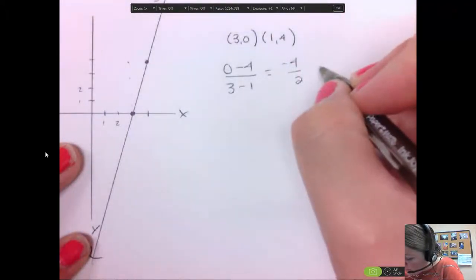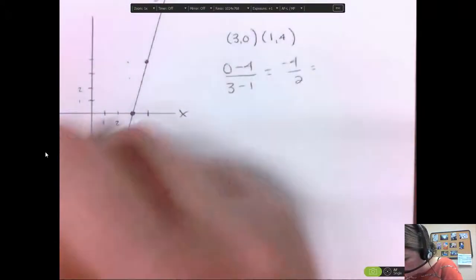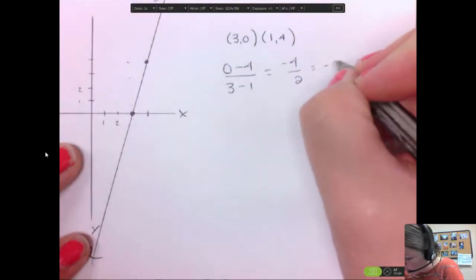I'm not getting the same slope. Did I write my points down? 3, 0, 1, 4. Let me finish. I got negative 2.